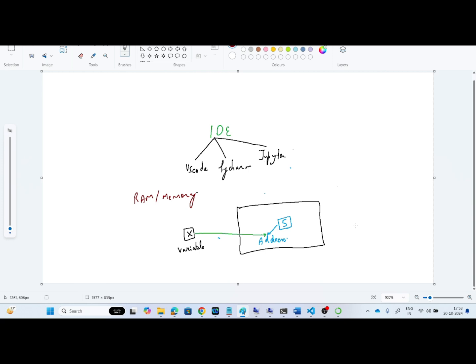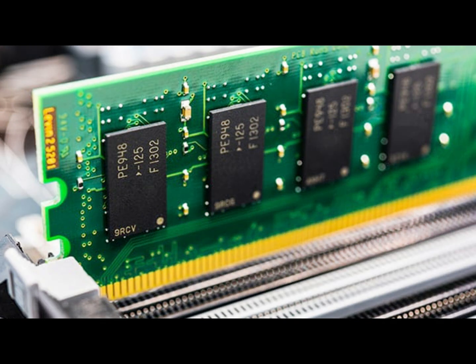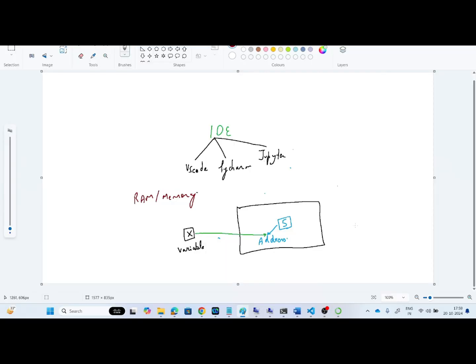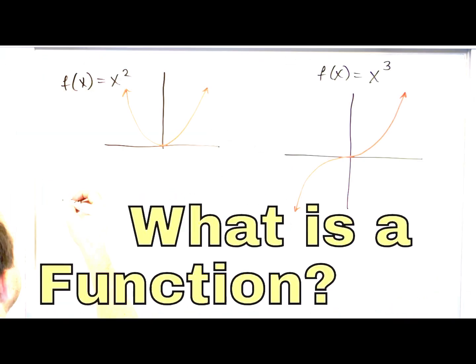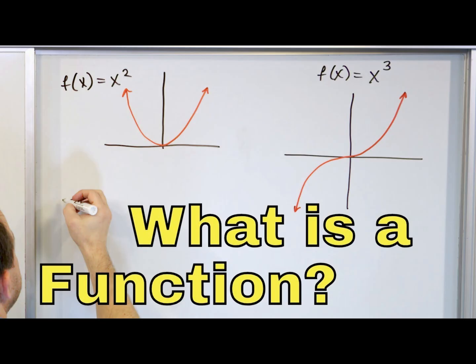So 5, if I correlate it with our day-to-day life, is like the 5 stored in our human brain. Similarly, in a computer, the 5 is stored somewhere on the RAM, and this data is stored with X, which is known as a variable.